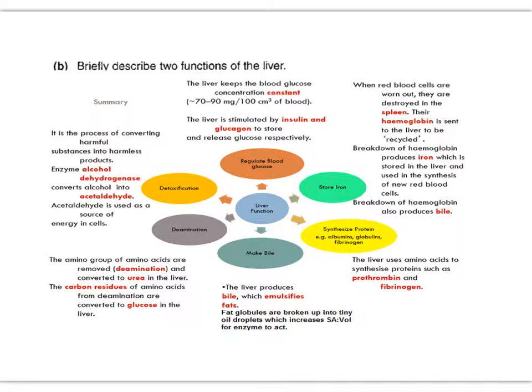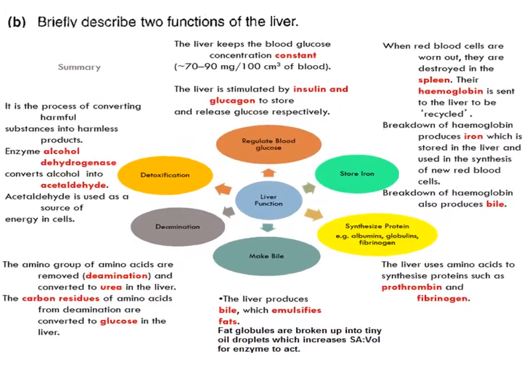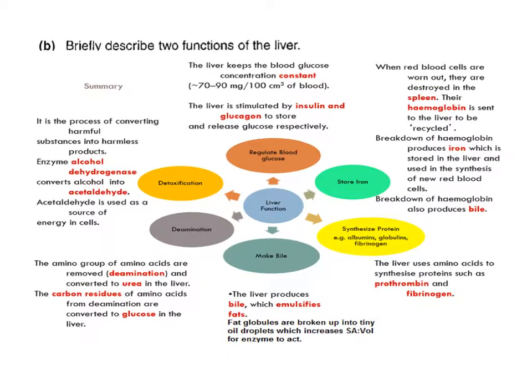Briefly describe two functions of the liver. Now, given you a mind map over here, you can either talk about blood glucose concentration regulation, or you can talk about other things. So I would choose either this or this if you want to elaborate. Now, some of the keywords that I'm looking out for in regulating blood glucose would be the fact that you mentioned the hormones, insulin and glucagon, and that the glucose concentration is kept 40 to 90 milligrams per 100 cubic centimeters is optional.